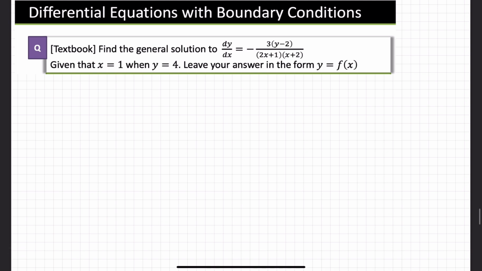Right, differential, I can't say the word. Anyway, equations with boundary conditions. Let's have a look at it. Right. dy over dx equals negative 3 brackets y minus 2 all over 2x plus 1. Oh, is it a partial fraction? Fun. Okay. To save myself time, I'm going to assume you can do partial fractions, and I'm going to copy the answer from my notes. Okay, so let's see.